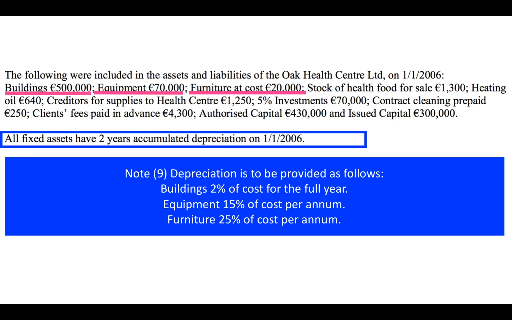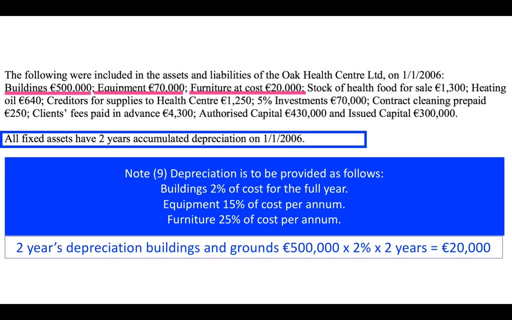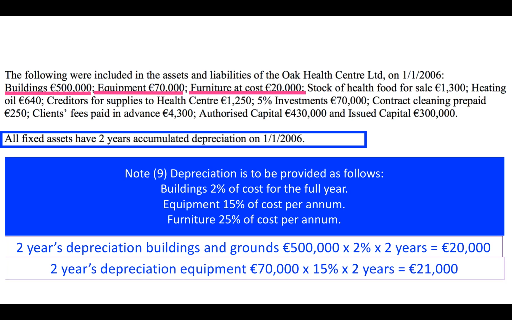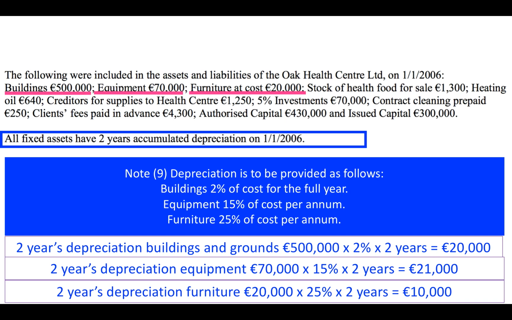So what is the rate of depreciation? Well, we saw that earlier on when we were reading down through the question in note 9. Depreciation is to be provided as follows. Buildings 2% of cost for the full year, equipment 15% of cost per annum and furniture 25% of cost per annum. So the depreciation on buildings and grounds, 500,000 by 2% by 2 years is 20,000. 2 years depreciation on equipment is 70,000 by 15% by 2 years is 21,000. And then 2 years depreciation on furniture, 20,000 by 25% by 2 years is 10,000.